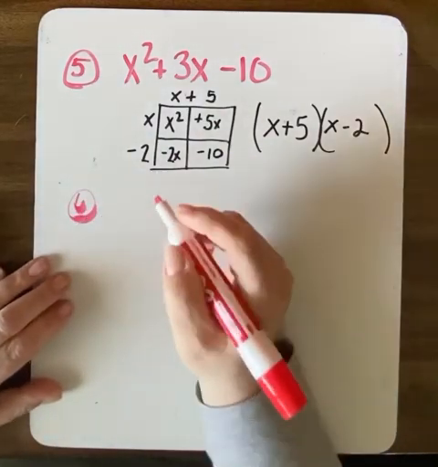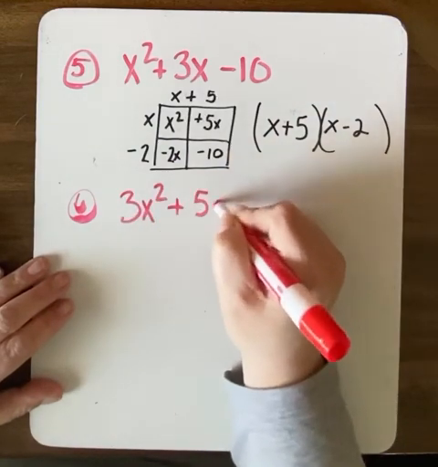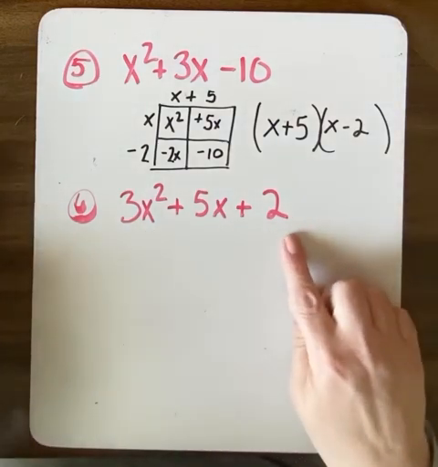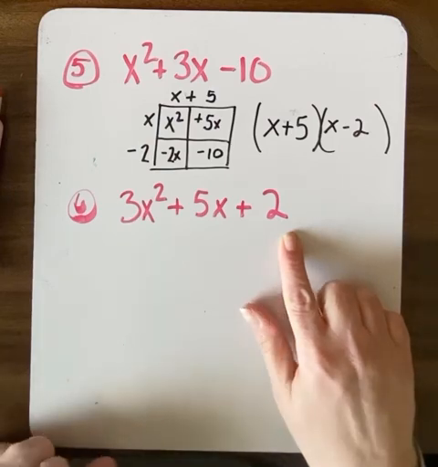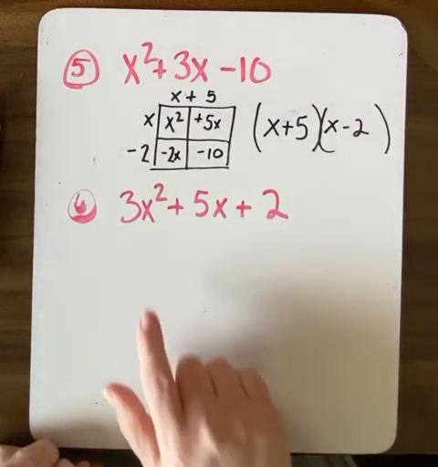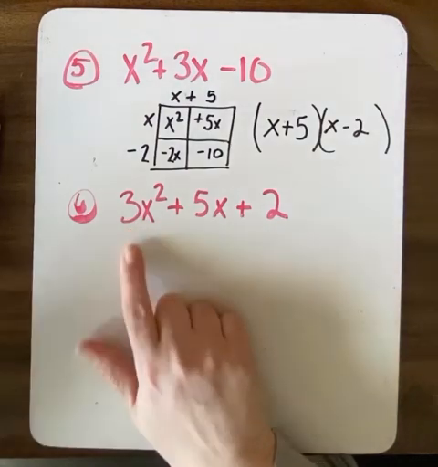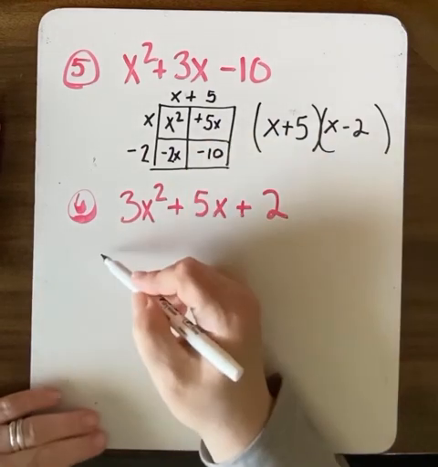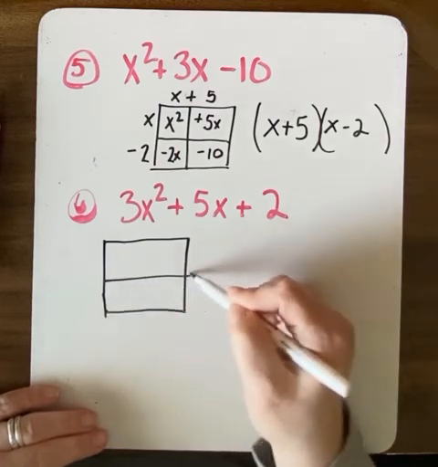Question 6 is 3x squared plus 5x plus 2. So I look for, is there a greatest common factor? There is not a greatest common factor, but I do notice two things. This is a trinomial, there are 3 terms, and my a value is no longer 1. And so now, even for someone who hasn't been using the box method, this may be one that you want to use the box method for.